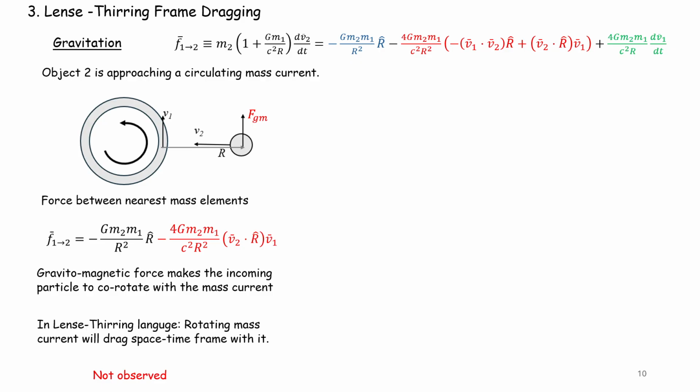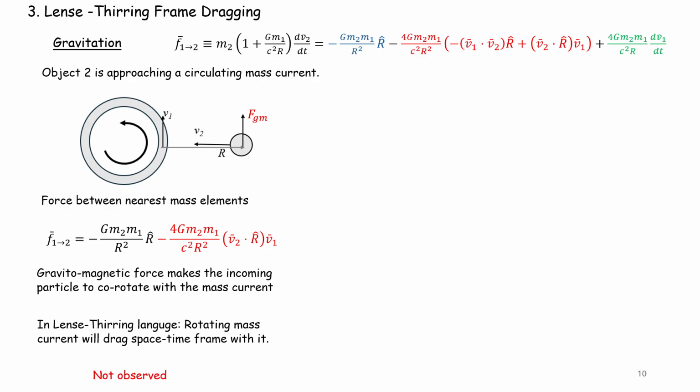This has not been observed. You can think of using Earth as the mass, a spinning Earth as a circulating mass current, and then sending an object towards the Earth, and then to check if this force will appear. But that will be much too small an effect, so it's not observable.